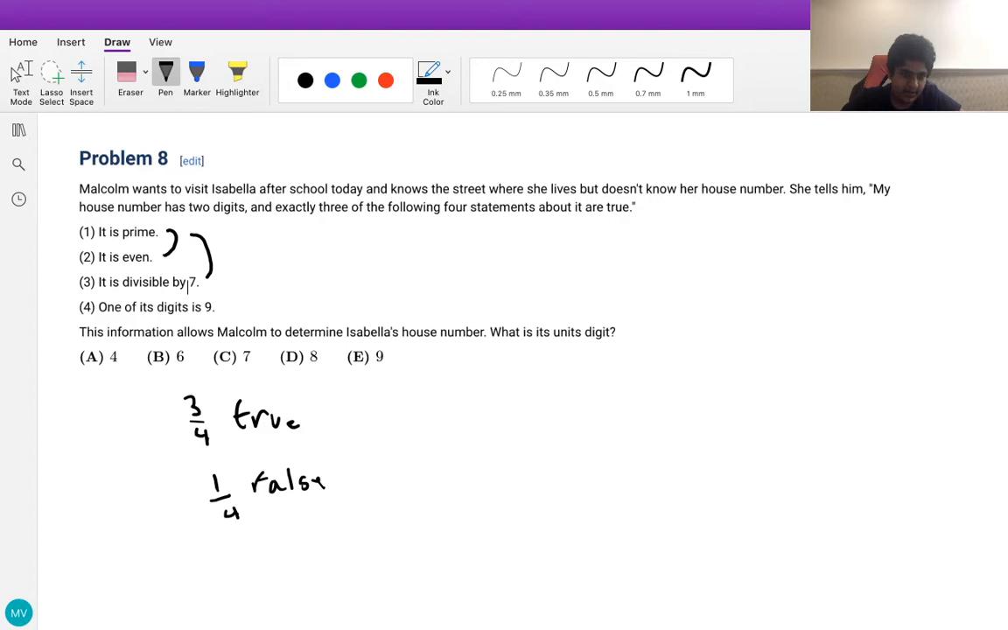So now that we know that 1 is false, the number is even, divisible by 7, and one of its digits is 9. Since it's even, the tens digit is 9. And now, we note that 7 times 14 is equal to 98, meaning the unit digit is 8, choice D.